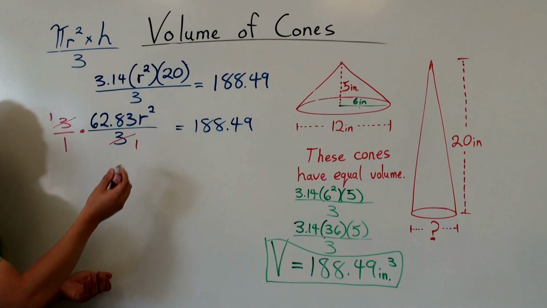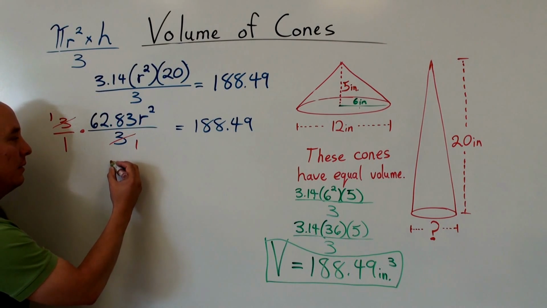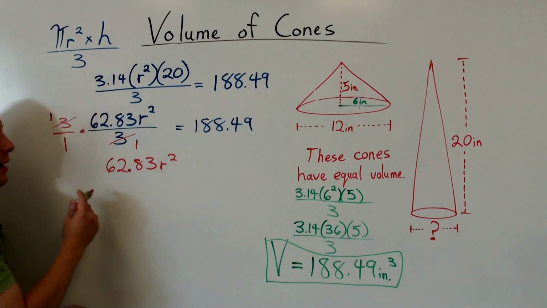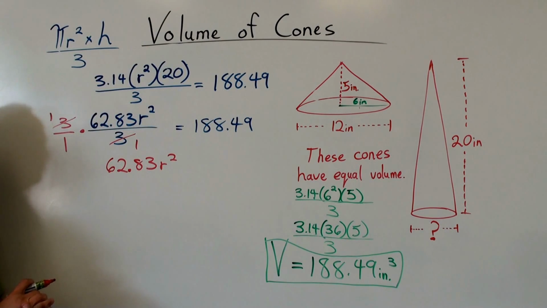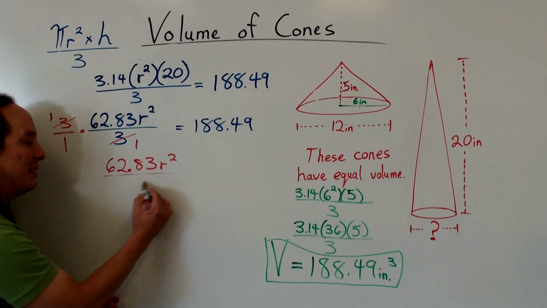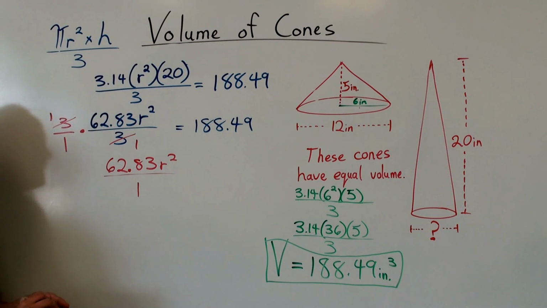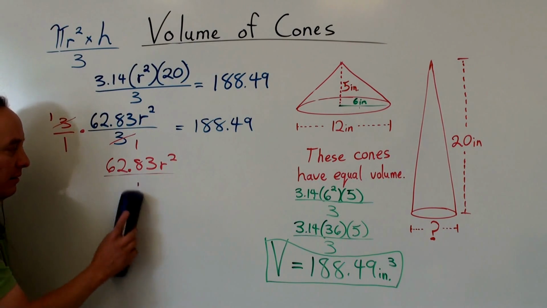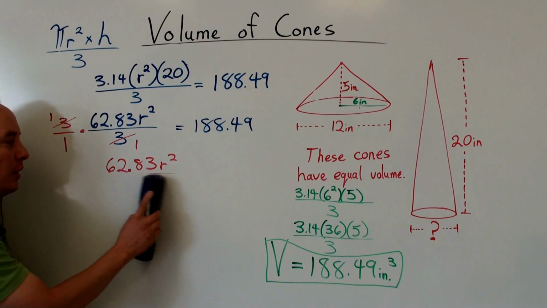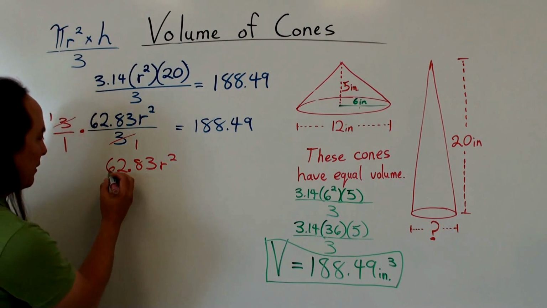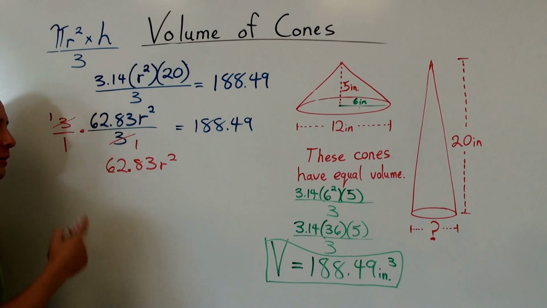In multiplication of fractions, it's numerator times numerator, denominator times denominator. 1 times 62.83 r squared is 62.83 r squared. Multiplying by 1 doesn't change it. And in the denominator, 1 times 1 is 1. Any number divided by 1 is that number. So that's how we get rid of the fraction here, okay?